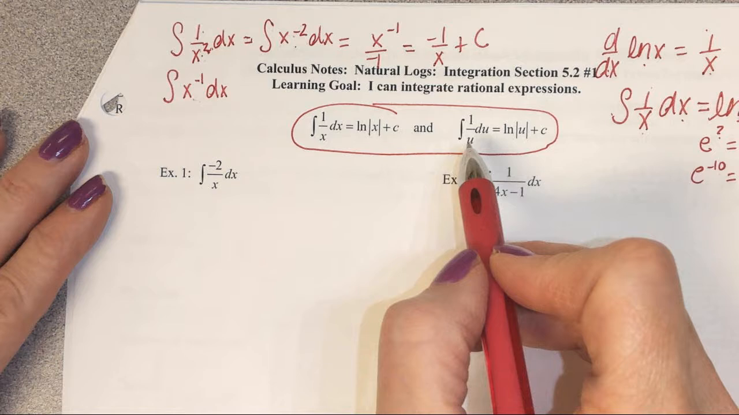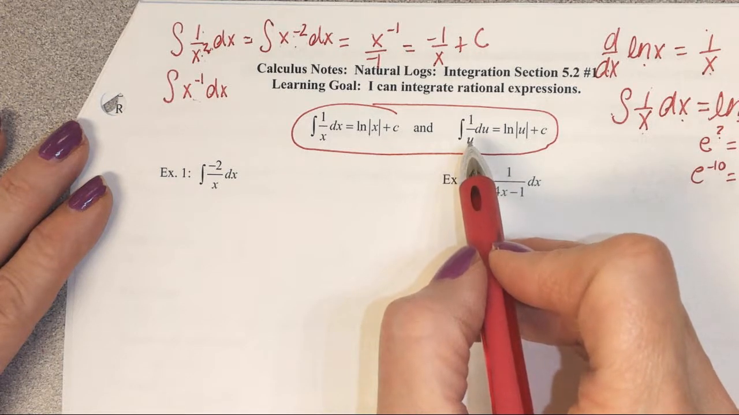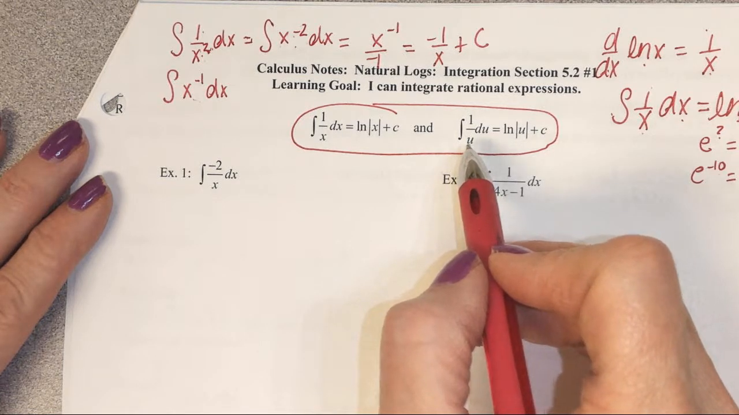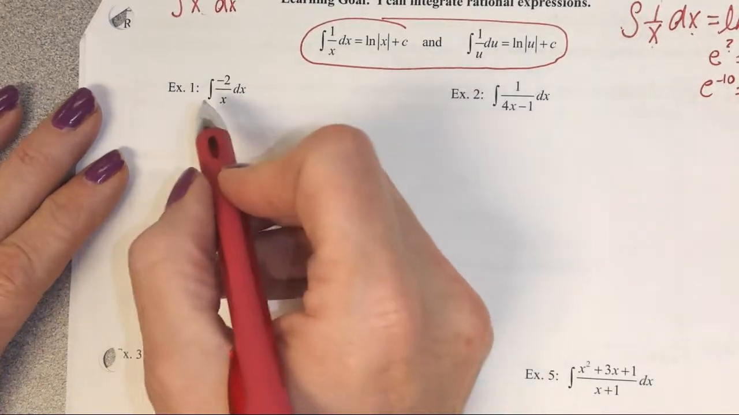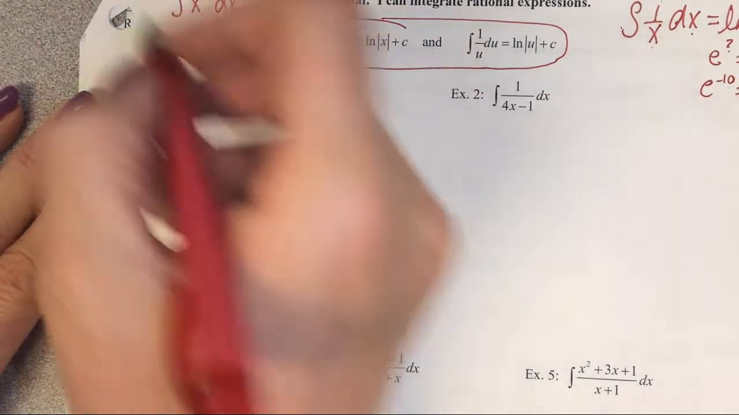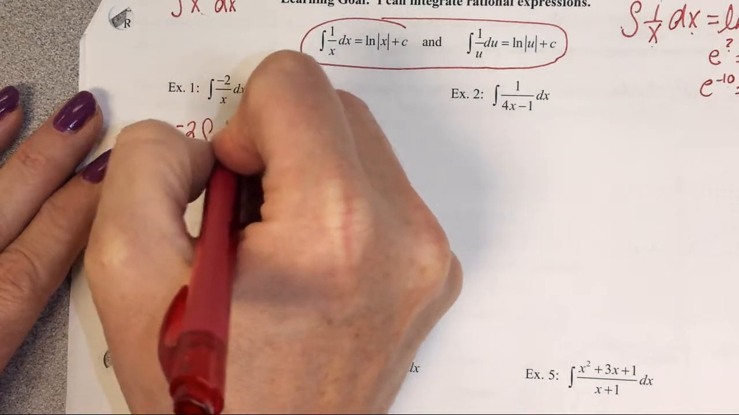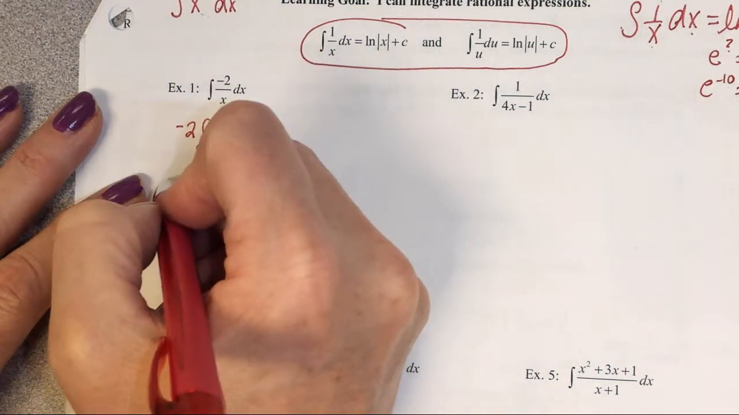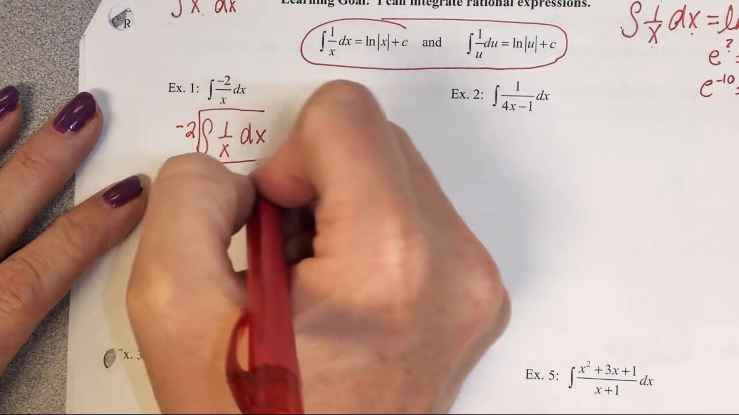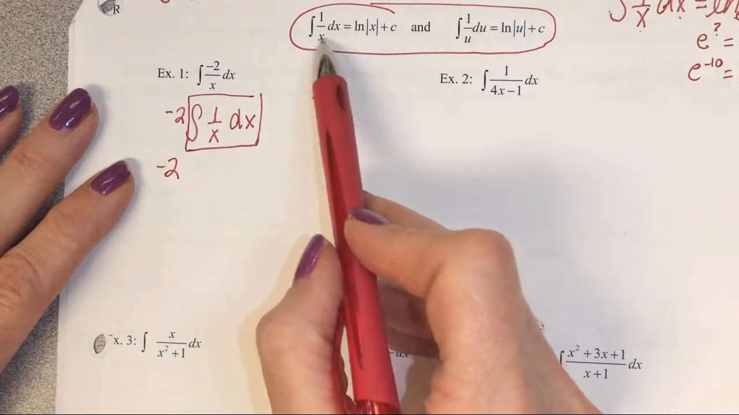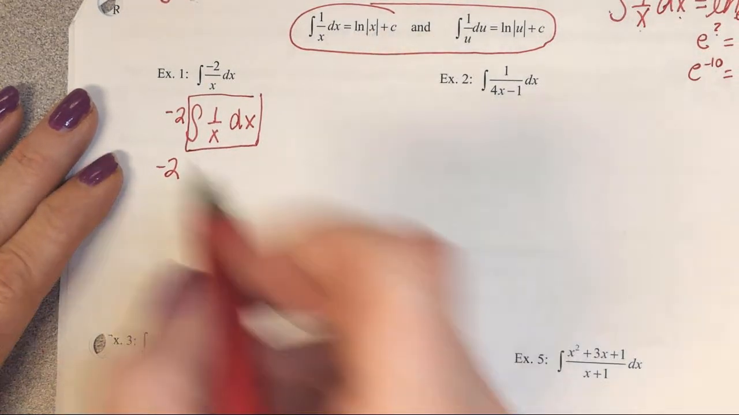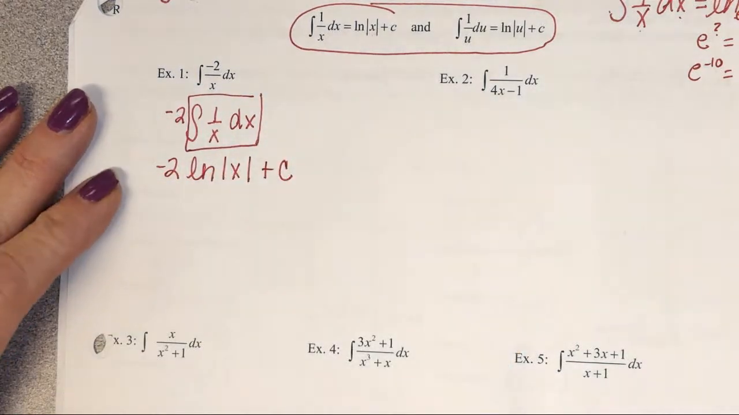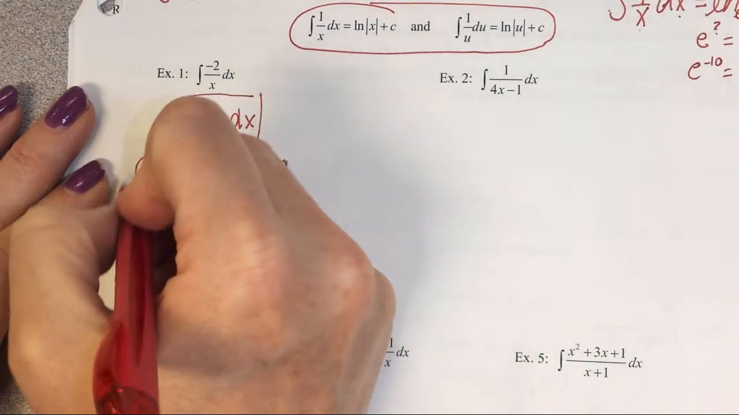Anytime the denominator is not just an x, then I have to do a u substitution. I'm going to let u equal whatever that denominator is. Let's do some examples. So on this one, I have a constant. I'm going to bring it out in front. Now it's just a matter of using substitution. So I've got negative 2, look up above, and what is that integral equal to? Natural log of x, absolute value, plus c. And that would be our answer.